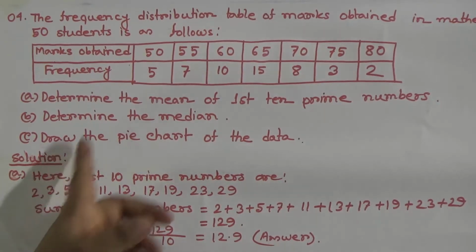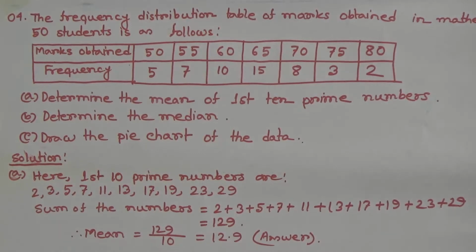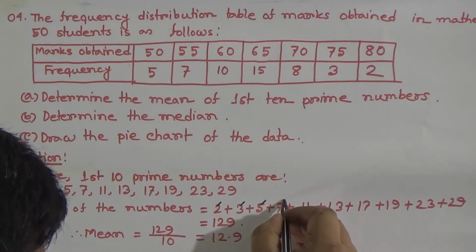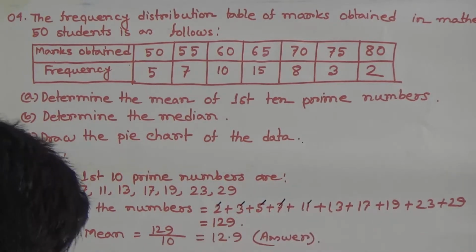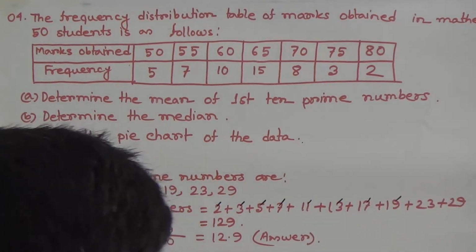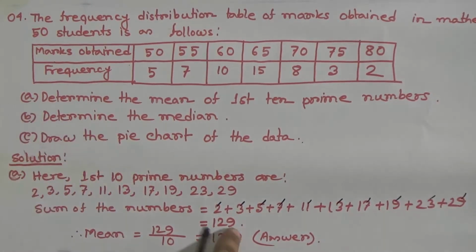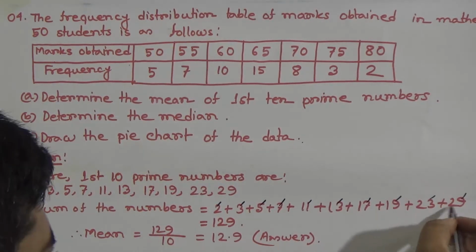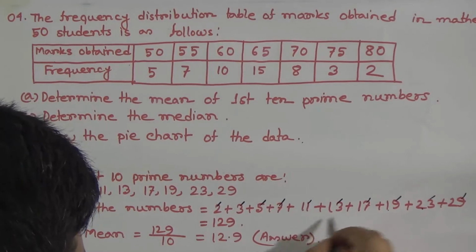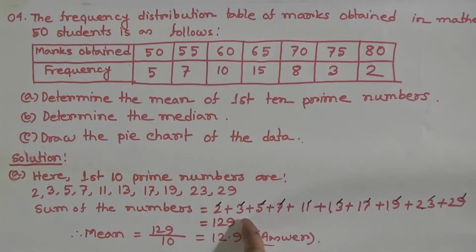Okay. So we need to find out the mean of the first 10 primes. To find the mean, at first we add these numbers. That means 2 plus 3 plus 5 plus 7 plus 11 plus 13 plus 17 plus 19 plus 23 plus 29. So at first we add: 2, 3, 5 plus 5 is 10, plus 5 is 15, 17, 18, 21, 28, 37, 40, 49. So if we add the first 10 prime numbers, then we get 129.